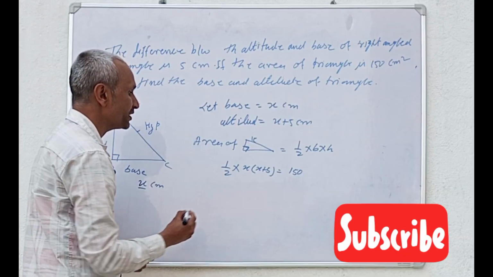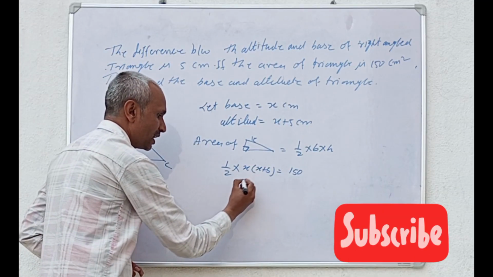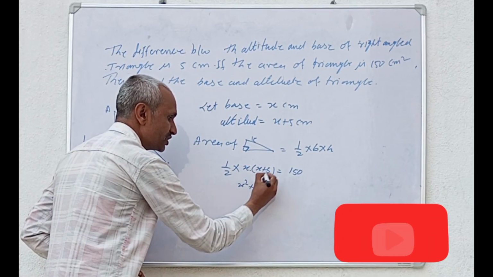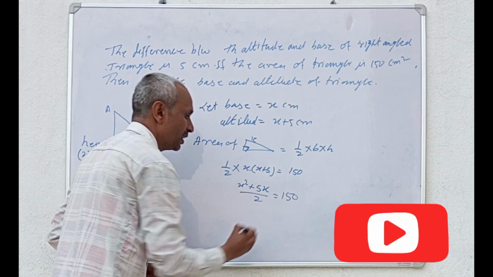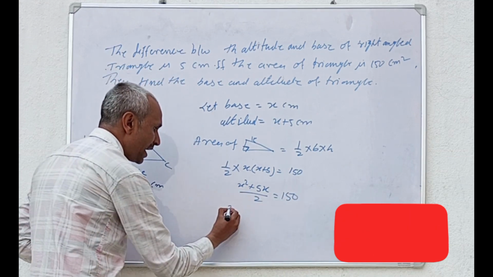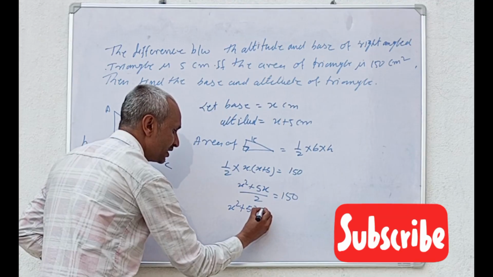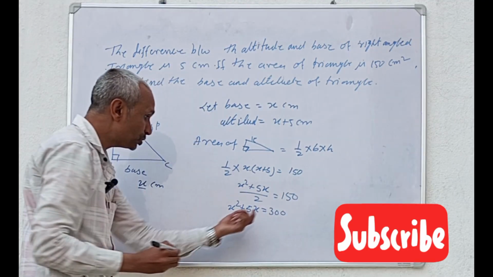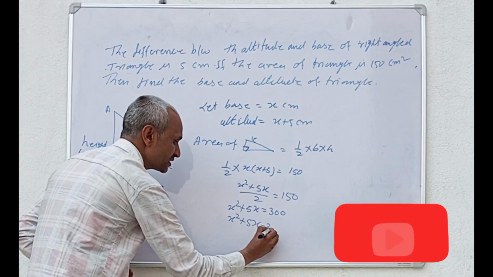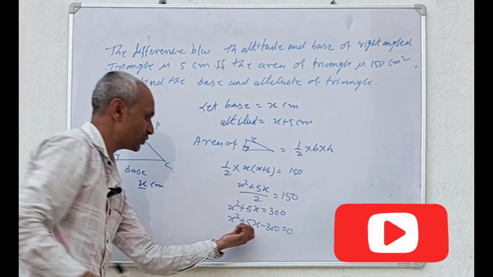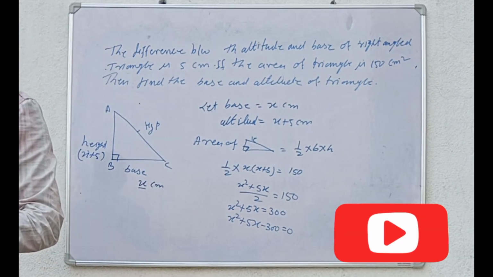Now we are multiplying it. So it becomes x into x square plus x into 5, that is x square plus 5x, divided by 2 is equal to 150. Now we do cross multiplication. x square plus 5x is equal to 300. Bringing this to this side, x square plus 5x minus 300 is equal to 0, and this becomes a quadratic equation.